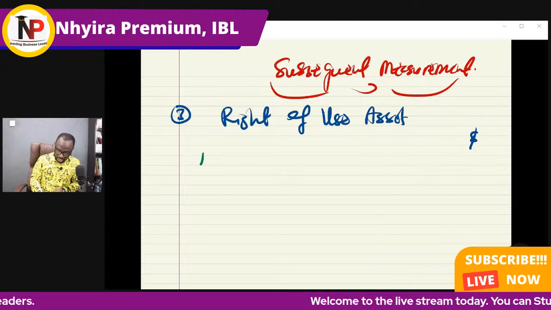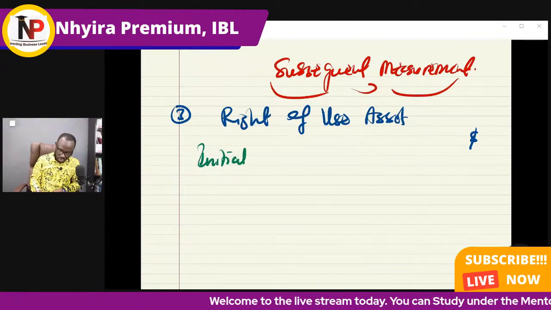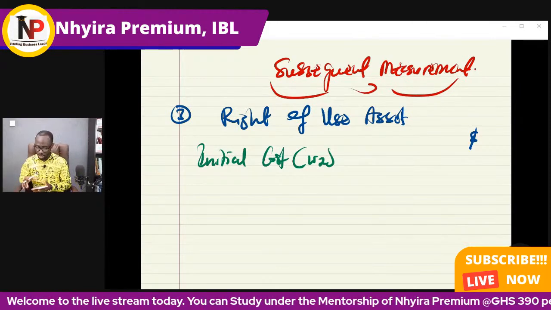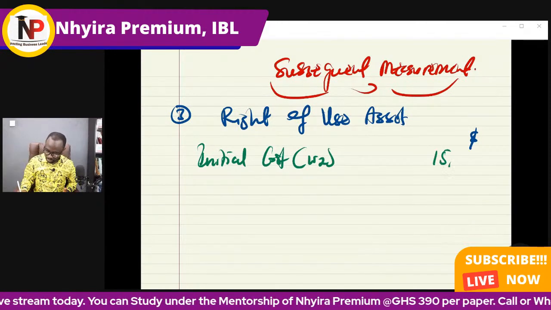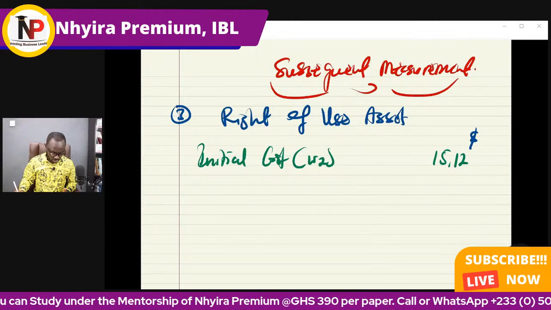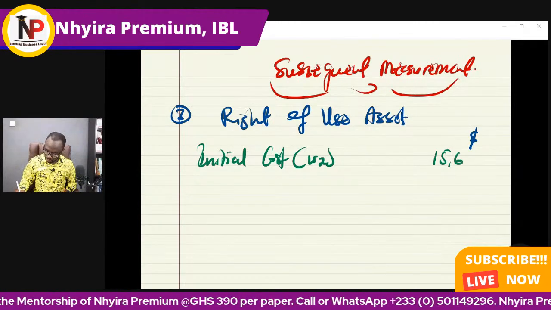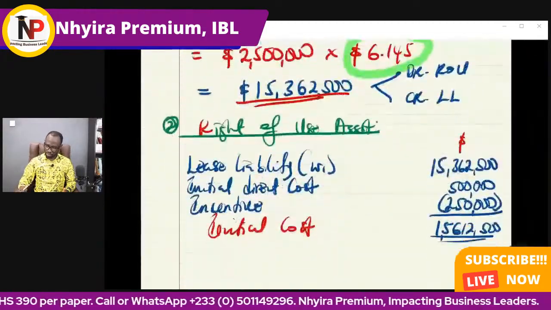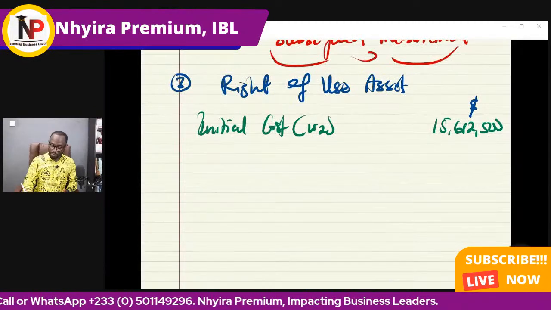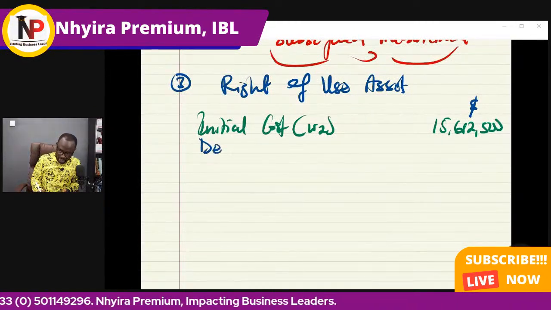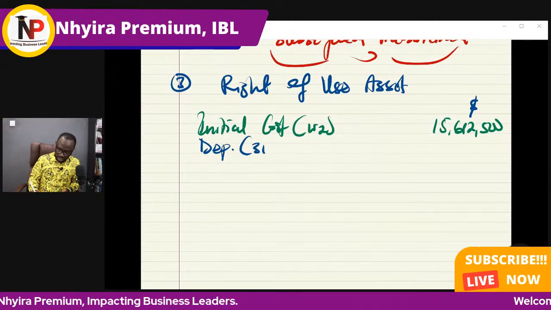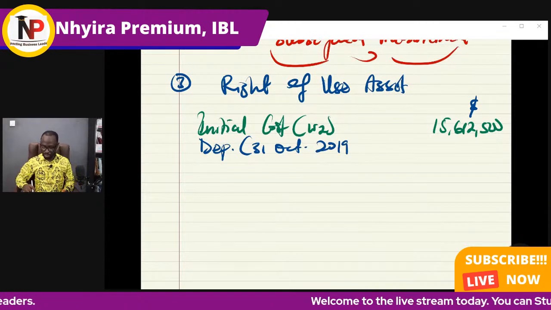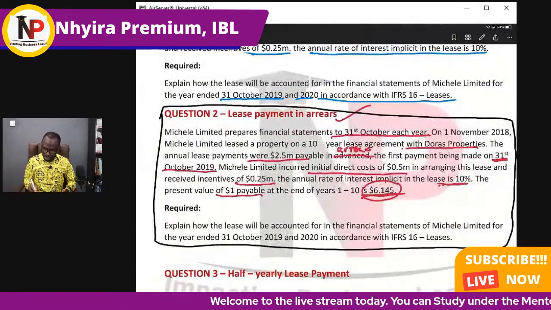So we bring in the initial cost coming from workings 2, and that was 15,612,500. Is that what we had? Yeah. Then we bring the depreciation for the year ended 31st October 2019.